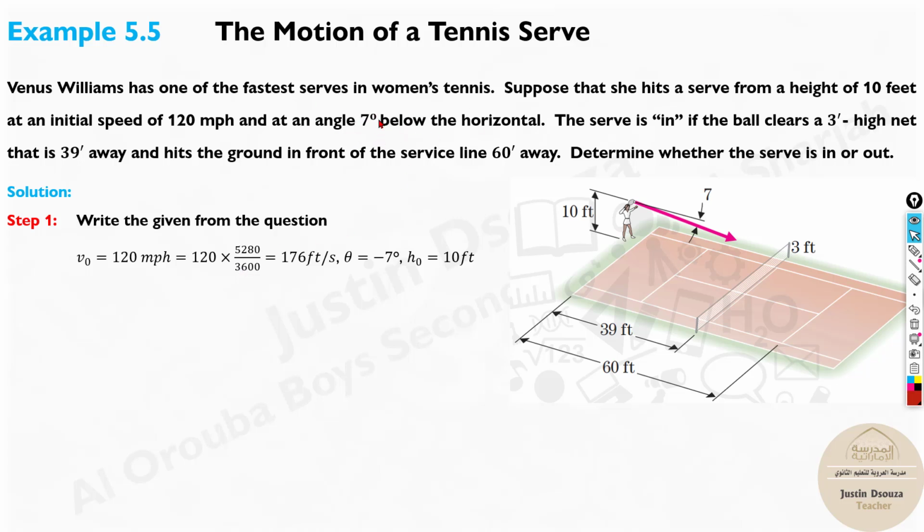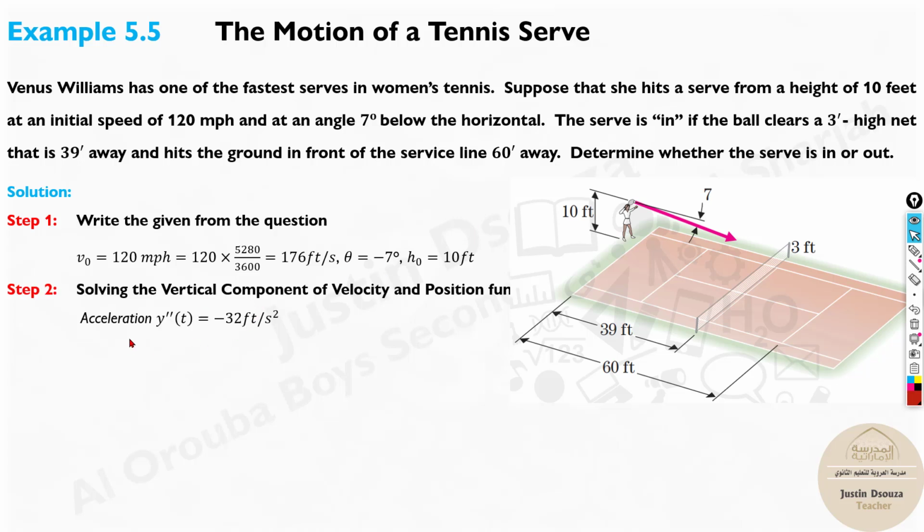Now the angle over here is 7 degrees, but this is below the horizontal, so it's going downwards, so it's minus 7 degrees. And the height over here is also mentioned, it's 10 feet high. That's the initial position. So now let's solve. How do you solve it? Let's do the vertical component, that is y double dash, the acceleration. Now don't use meters per second. What is it in feet per second? You must remember it is negative 32 feet per second squared. That is the acceleration vertically.